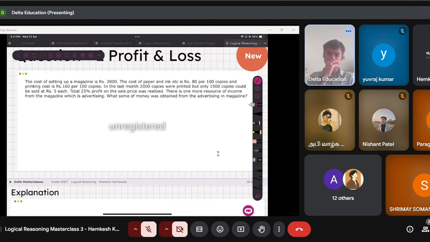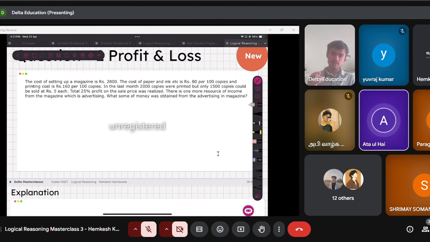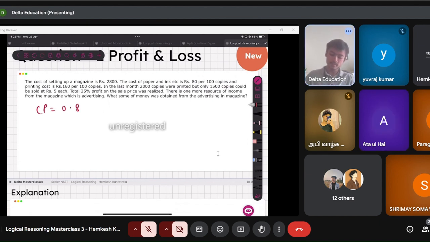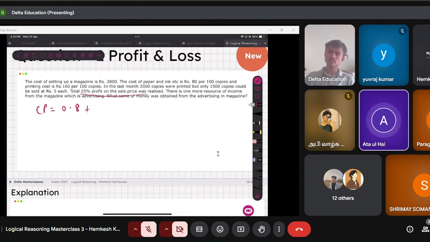Can you unmute? Yes, I calculated the total cost price for 2000 copies. For example, 80 per 100 copies, so I wrote it as 80 by 100 for one copy, which would be 0.8. And I added everything up and multiplied it by 2000, and then I found the 25% profit it is given. So I found the 25% of the income and added it, and then the total income I got, I subtracted the 5 rupees into 1500, which is 7500, and got 19,175.